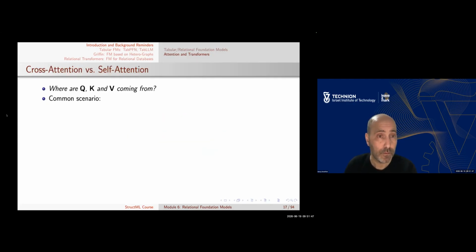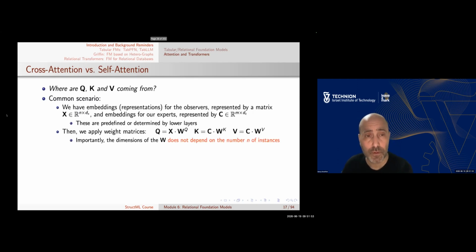Okay, now there is also the distinction between cross attention and the self attention. Basically, this QKV comes from some representation of our observers, X, and our experts, C. The queries are obtained from X by multiplying by some matrix, the keys and values by multiplying by some corresponding weight functions, or weight matrices.